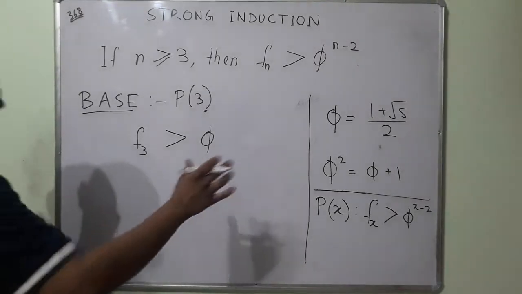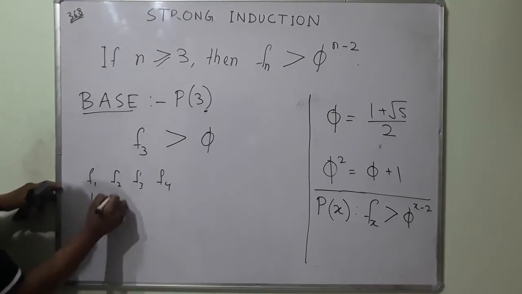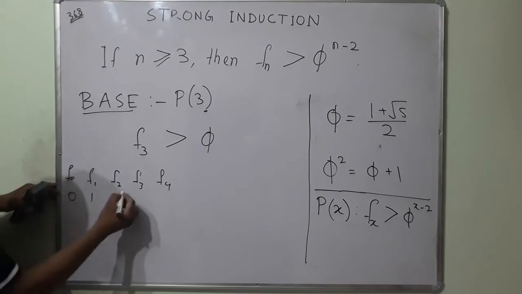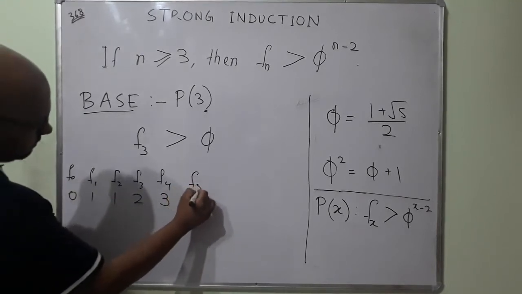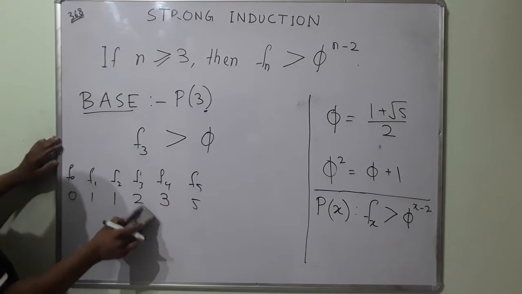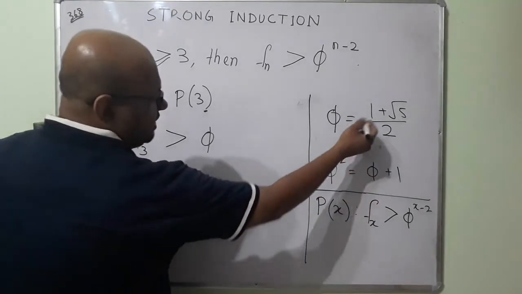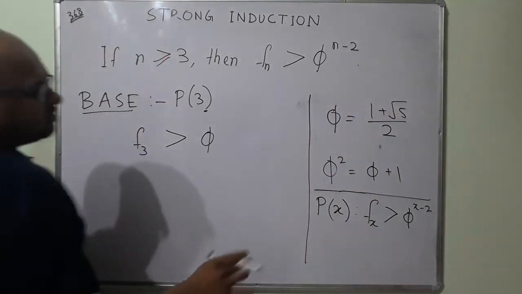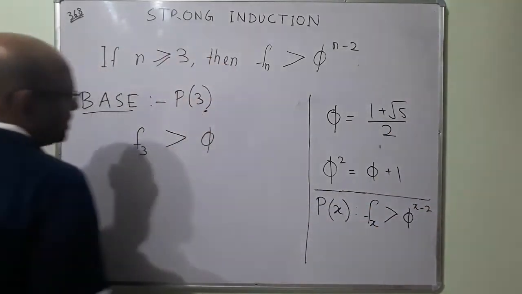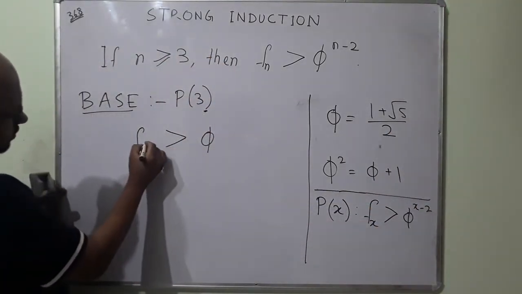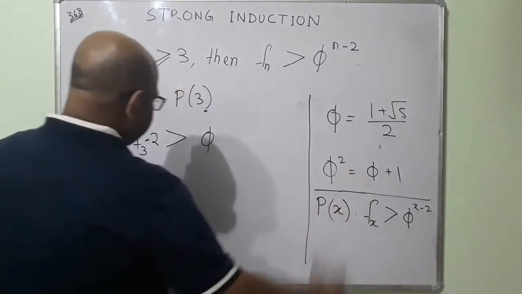So let us recall f of 1, f of 2, f of 3, f of 4. F of 1 is 1. F of 2 is 1. F of 0 was 0. F of 3 is 2. F of 4 is 3. And so on. F of 5 is 5. So f of 3 is 2. This phi, if you look up the golden ratio or use a calculator, is 1.6 something. So f of 3 is equal to 2, and 2 is greater than 1.6. So we know this is true.